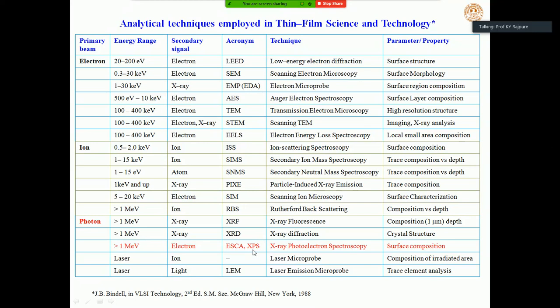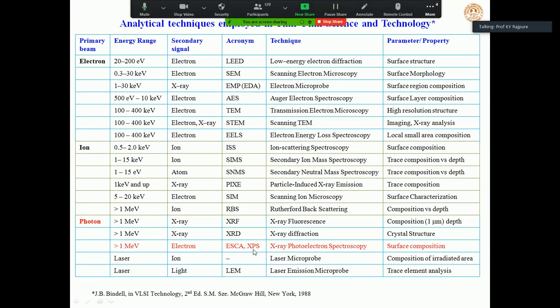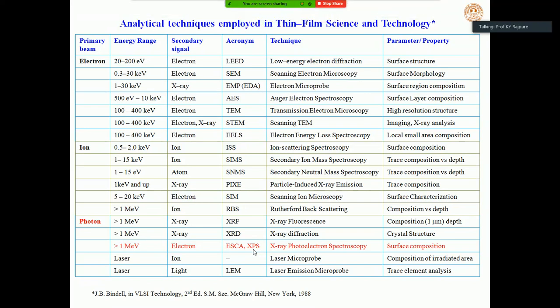So we use this XPS technique for qualitative and quantitative analysis of the material or compounds which are present in the material.